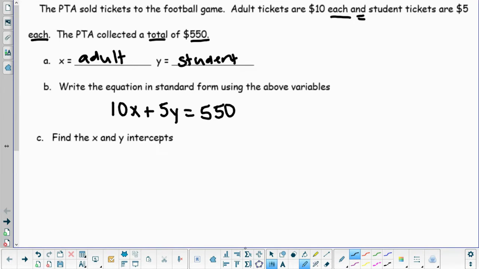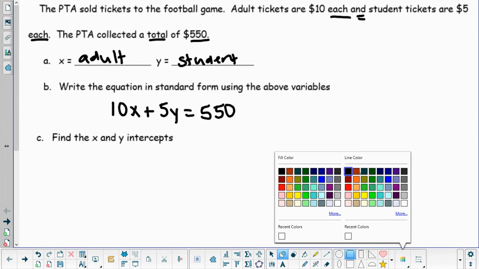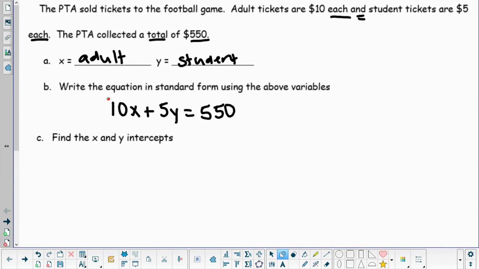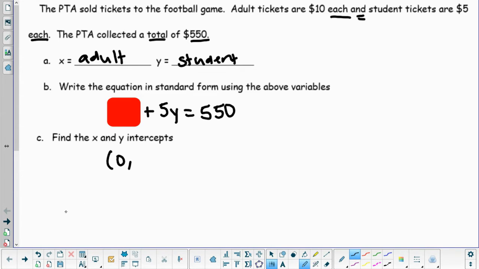To find the x and y intercepts, that's when we use the cover-up method. So I'm going to go ahead and grab a box here, and we'll make it red. It doesn't matter, you can make it whatever color you want. You can use your finger to cover it up. So if I make my x variable 0, that means I'm finding my y-intercept where it crosses the y-axis. Then I'm going to take 550 and divide it by 5.